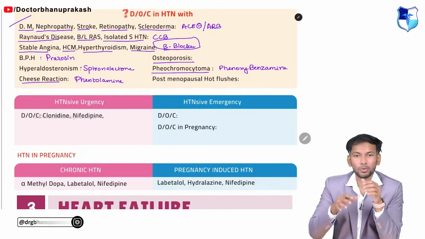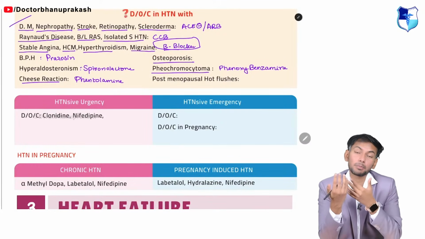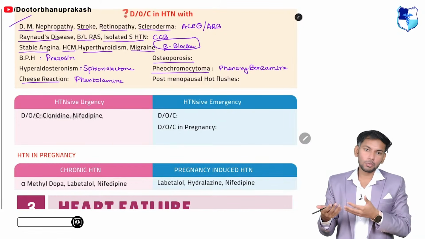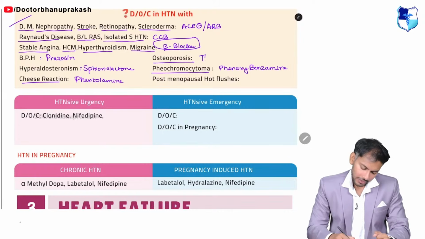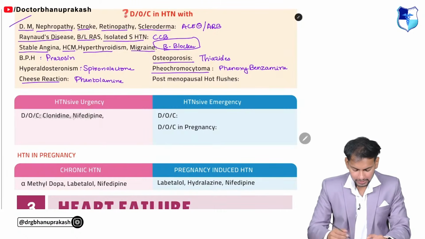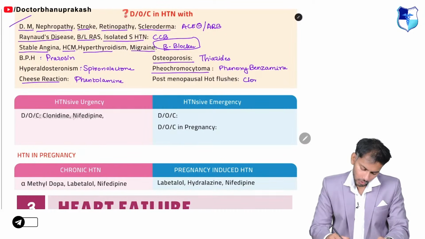Next, coming to osteoporosis, if you remember in the diuretics chapter, I told you thiazides will reabsorb the calcium, so it will cause hypercalcemia. Isn't it good for osteoporosis? It is decreasing the BP, increasing the calcium. So that is why thiazide diuretics are good for hypertension with osteoporosis. Now, if a person has hypertension with postmenopausal hot flushes, you can use clonidine.